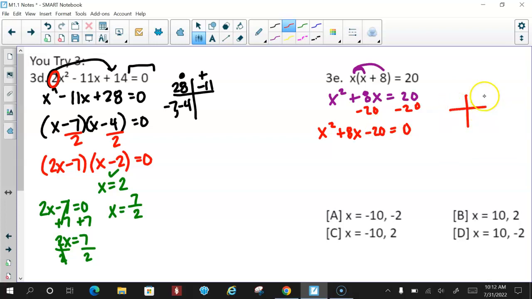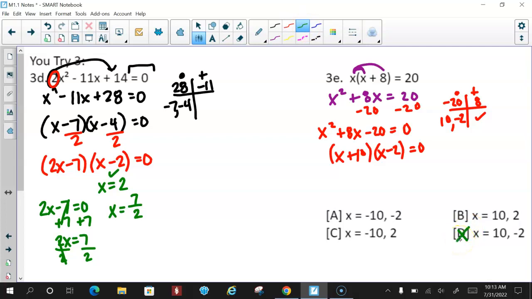So here we go. I'm going to go straight to my table. What numbers multiply to get you negative 20 and add to get you 8? So notice how you should have gotten positive 10 but negative 2. They would multiply to get you the negative, but 10 plus the negative 2 is going to get you positive 8. So x plus 10 and x minus 2 is equal to 0. But is that your answer? Positive 10, negative 2? No. So guess what? I'm going to go ahead and cross off D because I know that's not my answer.